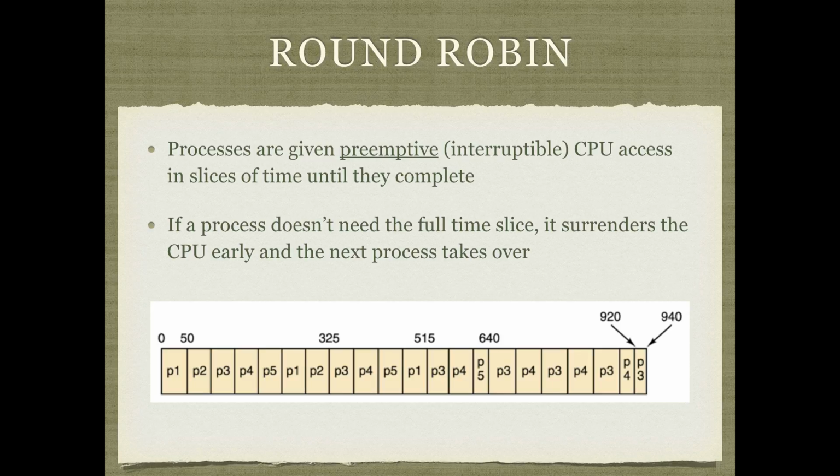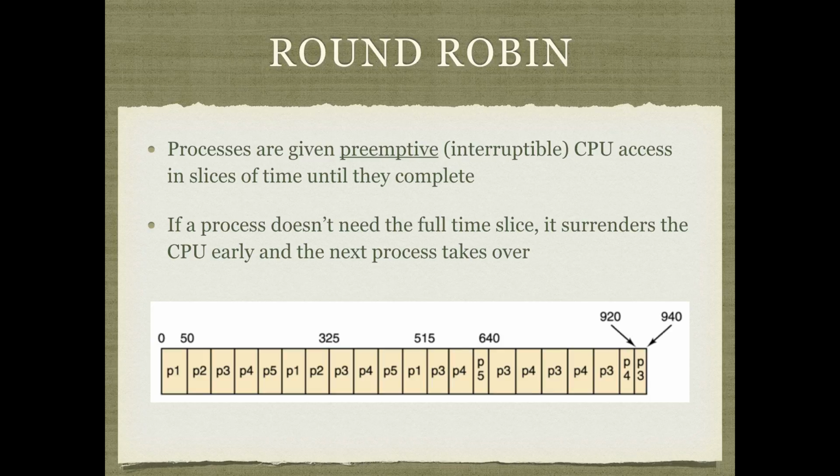round robin. Now, round robin is preemptive, which means that the operating system can interrupt CPU access at any given point. So the idea here is that we are going to chop up execution according to what they call a time slice, which means that every interval of time, if a process has not completed its execution, we will force it to stop and move on to the next process.